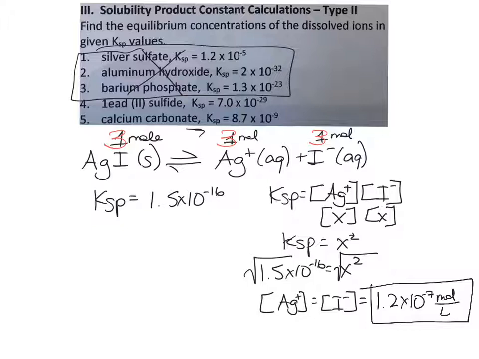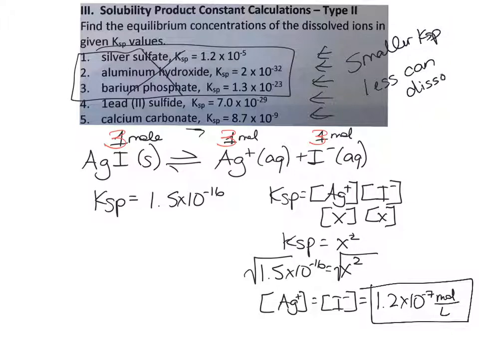Notice above, if we look at the Ksp expressions for each of these, the smaller the Ksp, the less is dissolved. Smaller Ksp, less can dissolve before it becomes saturated. All of these salts are actually not very soluble. These are very slightly soluble salts. The bigger the Ksp number, the more will dissolve in solution.